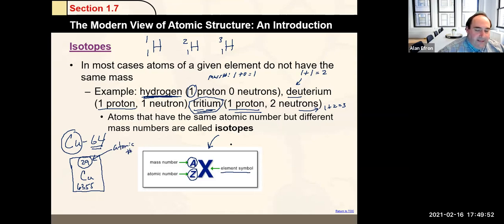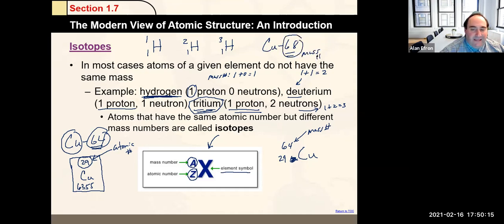So clearly that 64 is not the atomic number. It should be 29. What the 64 actually is, the top number there, is the mass number. So that's a very common way. Again, if I said copper 68, that means the mass number here would be 68. So that's another very common way that isotopes are written. Any questions on that there?